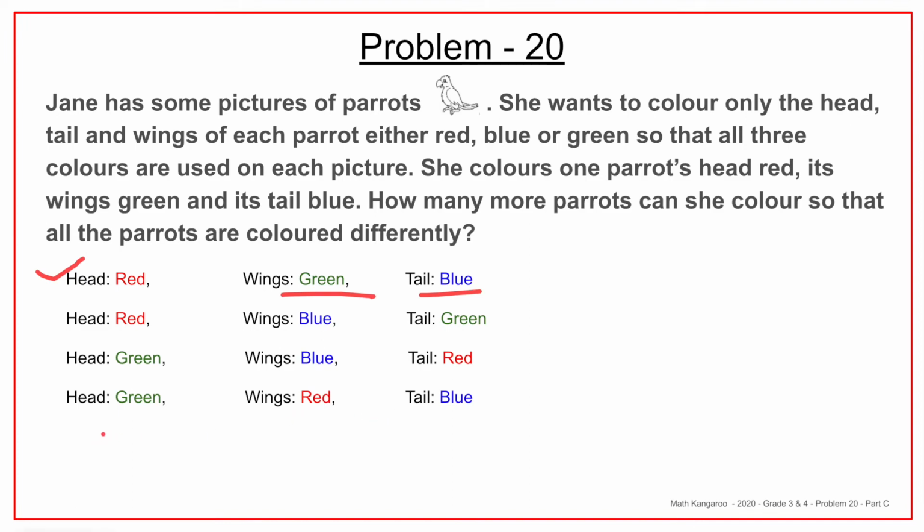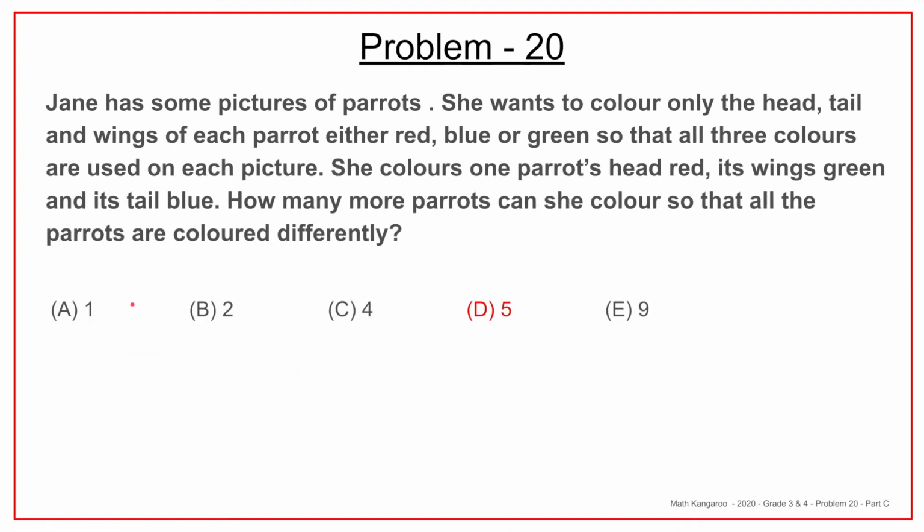We have another combination, head as blue, we make it red, green, interchange wings and tail, make it green and red, and head blue. So how many combinations do we have? We have 6 combinations here. She has already done one, so 6 minus 1 is 5, which gives us answer option D.